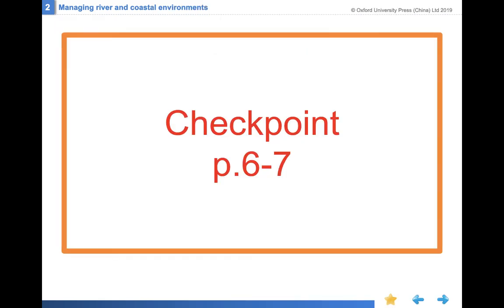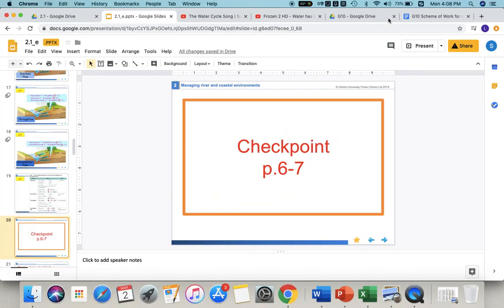Okay, so this is the homework for you, and I will film another video about the homework of the checkpoint, page 6 to 7. Okay, so if there are no questions, this is the first part of this chapter.